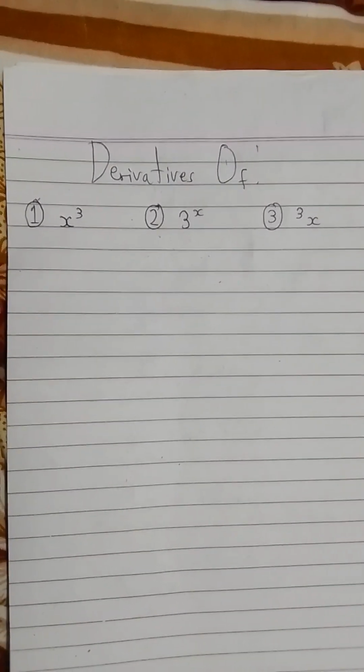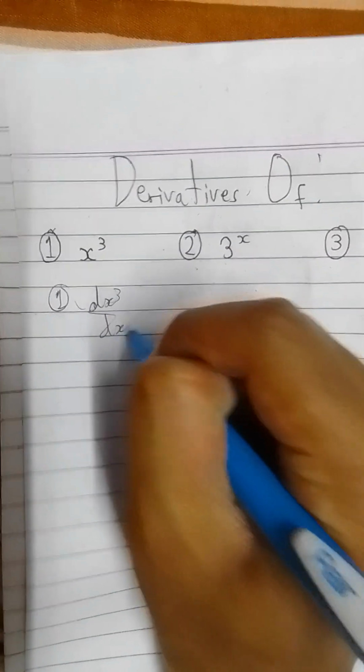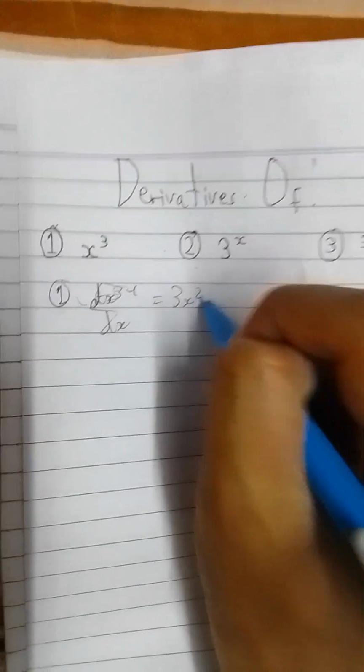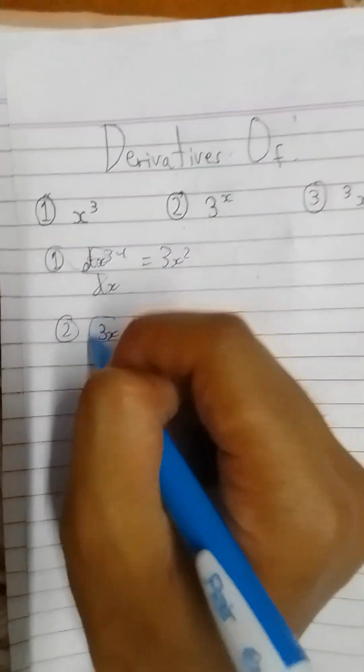Guys, let's find the derivatives of these three questions. First one is simple. d(x cubed)/dx, you put the 3 in front and then 3 minus 1. This becomes 3x squared.